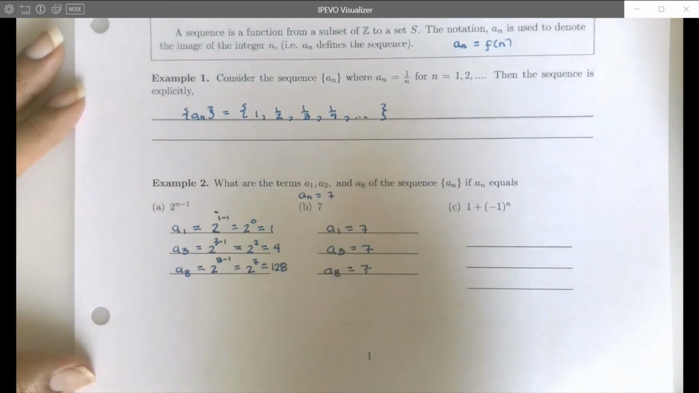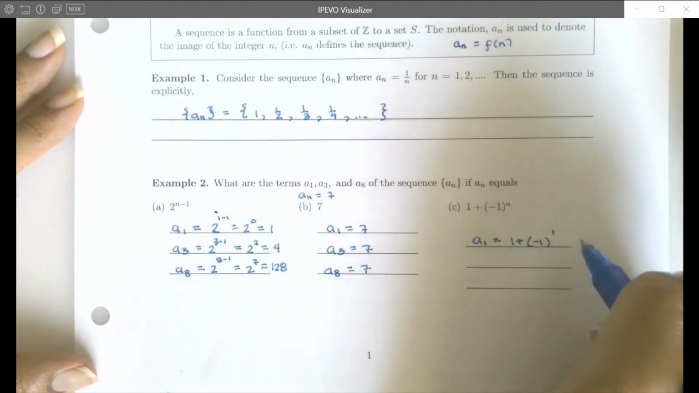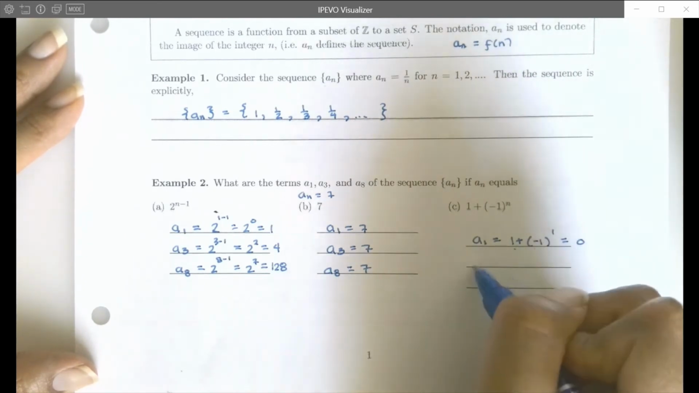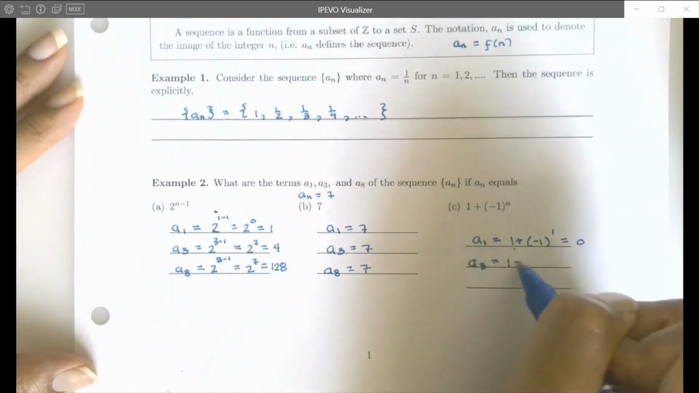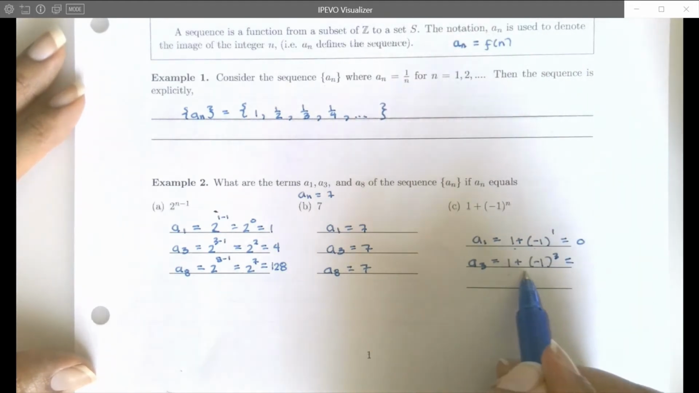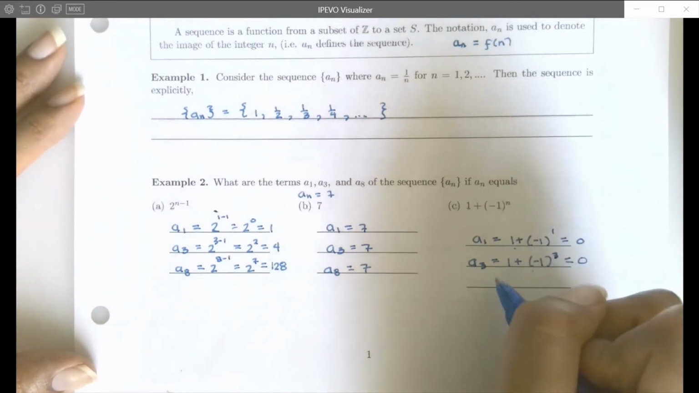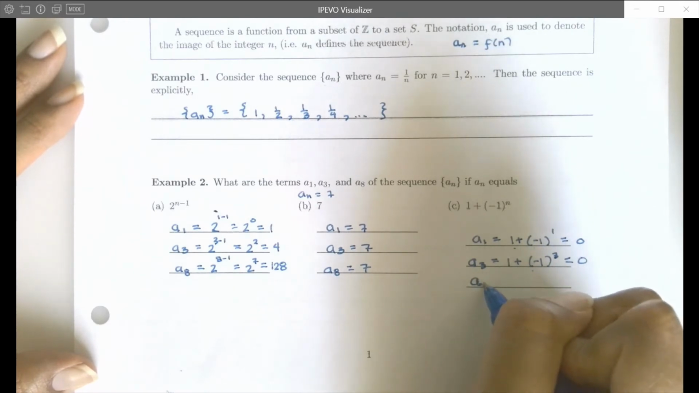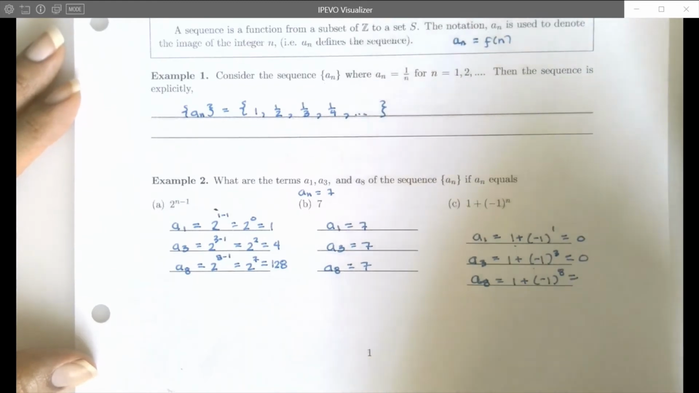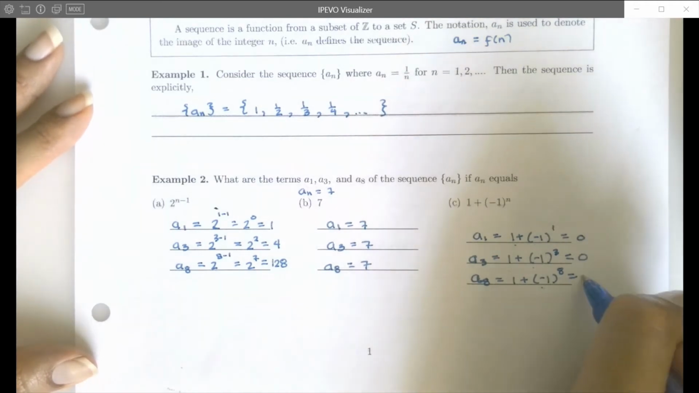And finally, for part C, a sub 1 is going to be 1 plus negative 1 to the 1. So that would be 1 plus negative 1, which is just 0. A sub 3 is going to be 1 plus negative 1 to the third. So we're going to have 1 plus negative 1 again, because negative 1 to the third is negative 1. So we're going to get 0. And finally, a sub 8 will be 1 plus negative 1 to the 8, which is simply going to give us 1 for negative 1 to the 8. So 1 plus 1 is 2.